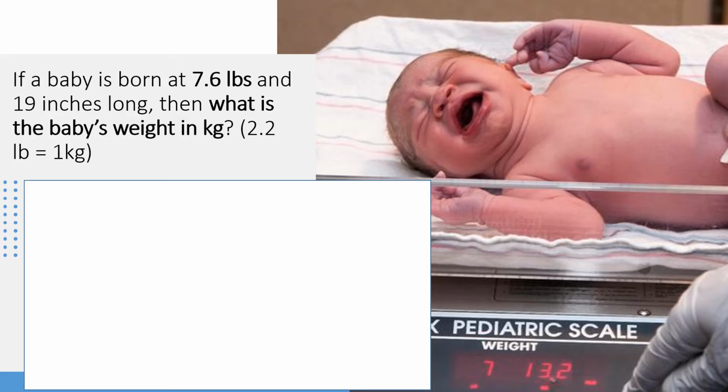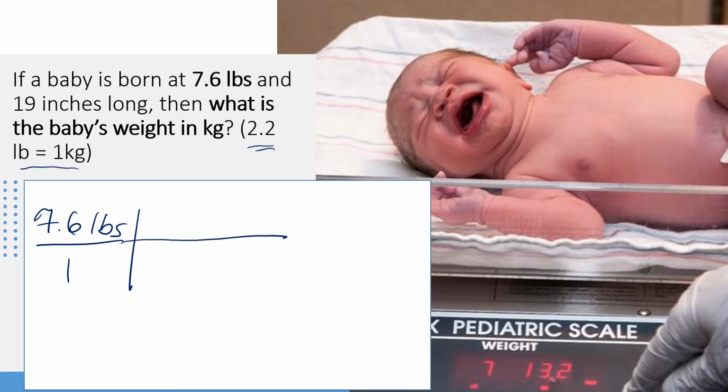So 7.6 pounds over 1. This will be my first fraction. My second one is going to be the conversion factor, which is kind of built in. So 2.2 pounds equals 1 kilogram. I want to make sure I have pounds on the bottom, so make sure it's 2.2 pounds on the bottom, 1 kilogram on top.